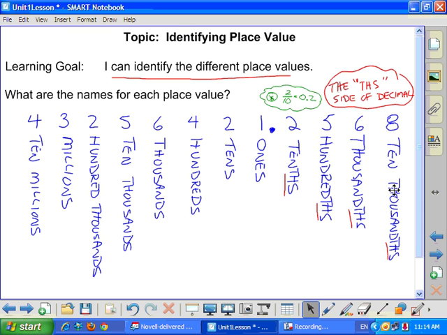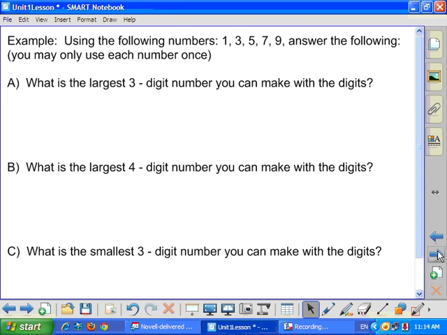So today you're going to have questions that just say identify what column a particular number is in. And then I want to go through a quick example, just reviewing the purpose and the role of place value. So for the example, we're going to use the numbers 1, 3, 5, 7, and 9. Those are the numbers we're using for all questions coming up here. I can only use each number once, so that's fairly important in this exercise.